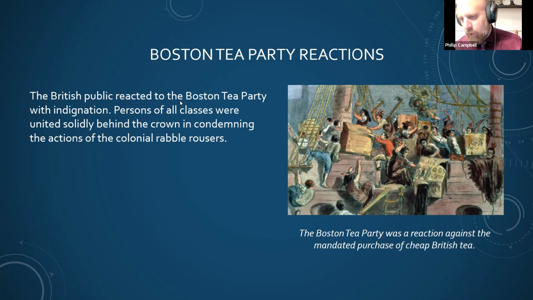This is more like the equivalent of a union protest against scabs, right? When the union goes out and they're protesting scab workers, it's because the scabs are working for cheaper, right? And undercutting the union wages. So this was the same concept. The Boston Tea Party was because Britain was mandating the use of cheap tea that the smugglers could not compete with. And so they reacted with violence.